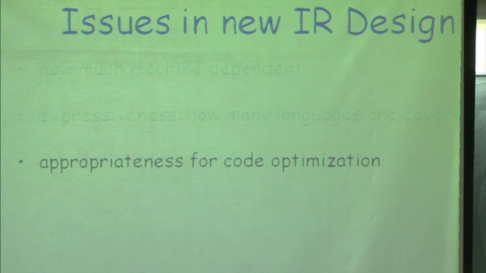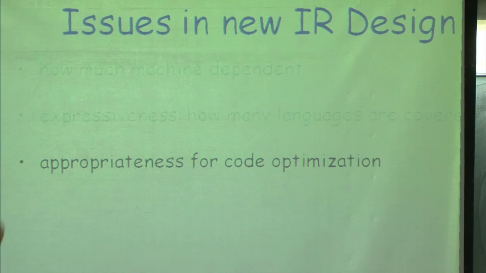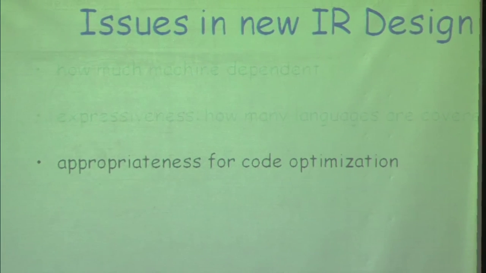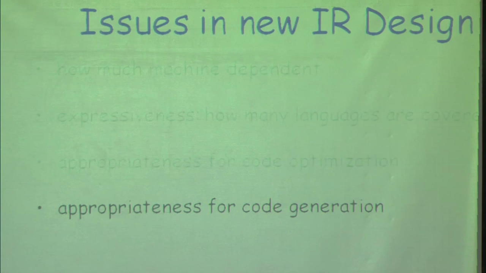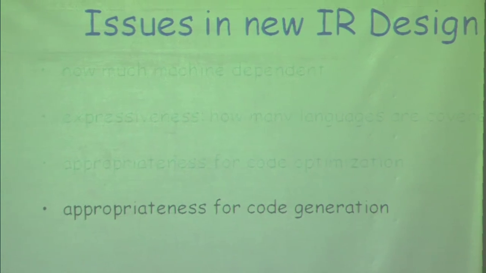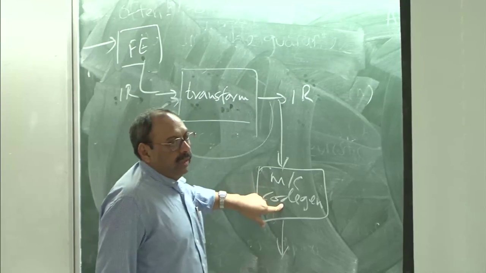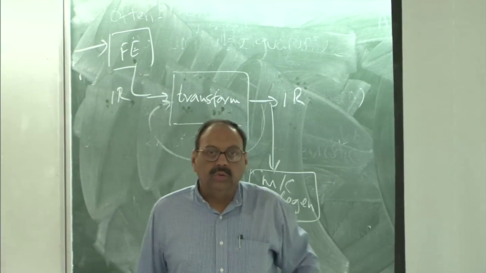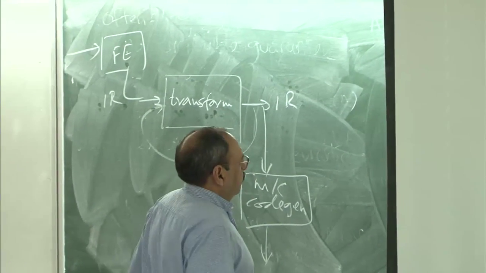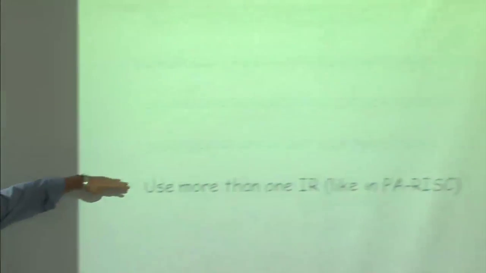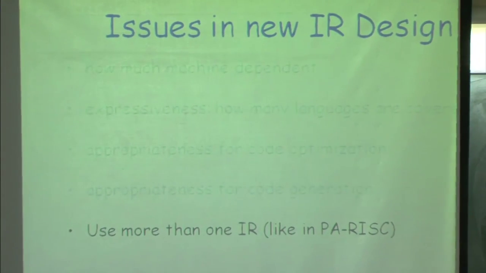I'm also making sure that this is appropriate for code optimization or for transformation. This is another requirement. And it is also obviously appropriate for code generation. So you can see that I should be able to easily generate this, I should be able to easily transform it, and I should be able to easily convert this into machine code. That is always something useful, and therefore we use more than one IR.